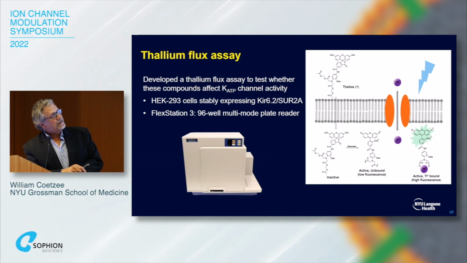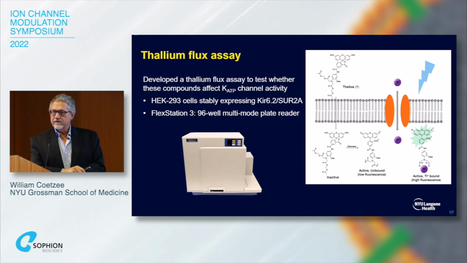So the way it works, basically, you've got a fluorophore that goes into the cell. Thallium is not a normal cation. It doesn't exist really in our bodies. But when you add it outside, thallium goes through potassium channels better than potassium does. And so when thallium goes in, you get fluorescence. And we basically measure the fluorescence over time with this particular device over here.